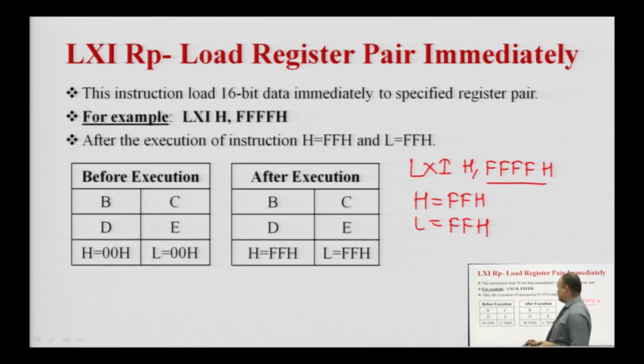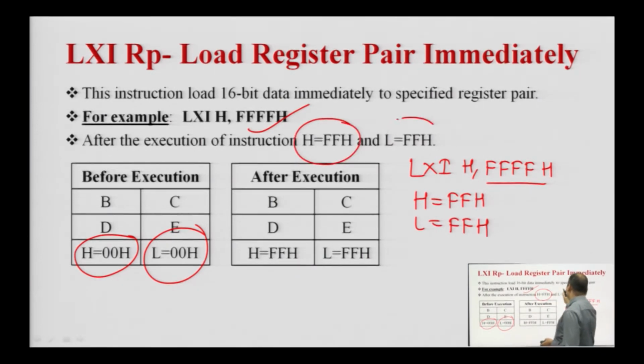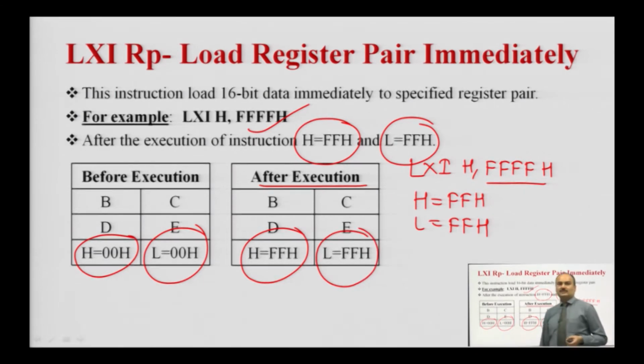Before the execution of this instruction, the content of the H register is 00H and the content of the L register is 00H. Whenever the microprocessor executes this instruction, LXI H, FFFFH, it will load this 16-bit value into the H and L registers. So, after the execution, the H register is FFH and the L register is FFH. This is the meaning of the instruction LXI RP. RP stands for the register pair. This instruction will load the 16-bit data into the HL register pair, which is specified with this instruction.